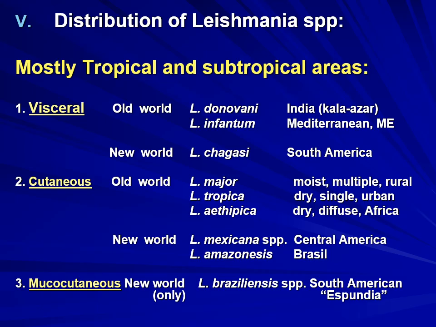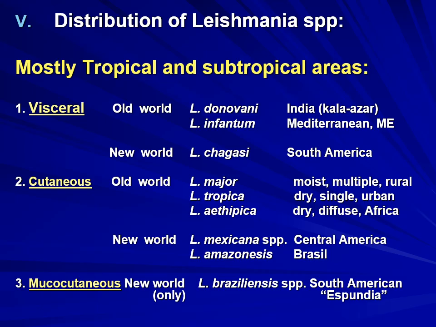Leishmania major produces a moist ulcer, usually multiple ulcers, and it occurs in rural areas. Whereas Leishmania tropica produces a dry single ulcer in urban areas. This is the most common form that occurs in the Middle East, in different areas in Syria, Jordan, and Iraq. Leishmania ethiopica occurs in East Africa, as its name may indicate. In the New World, for the cutaneous form, we have Leishmania mexicana in Central America and Leishmania amazonensis in Brazil, mostly in the Amazon basin.